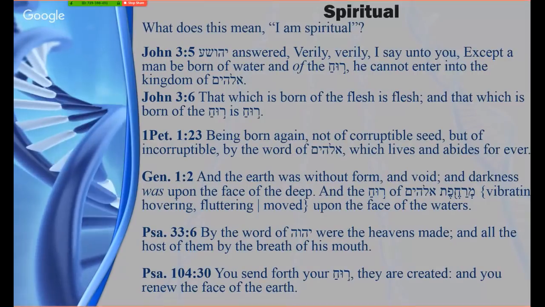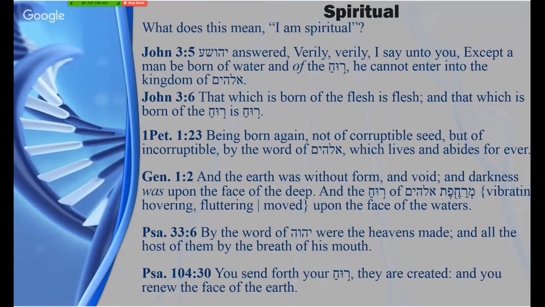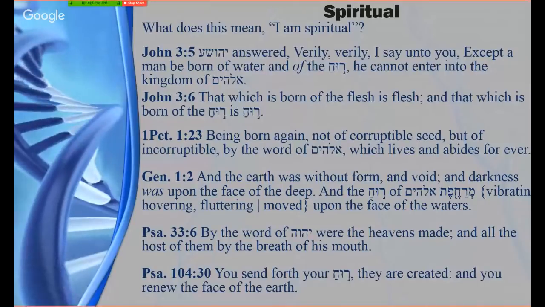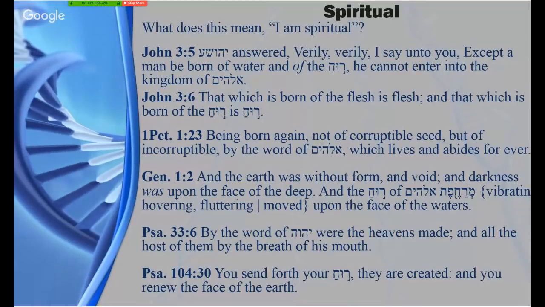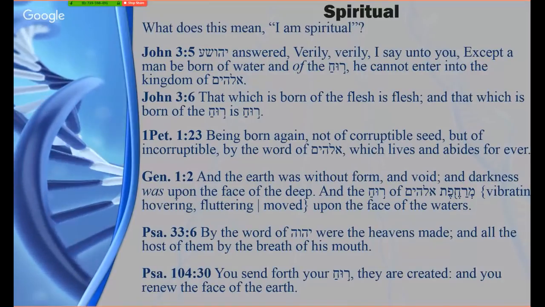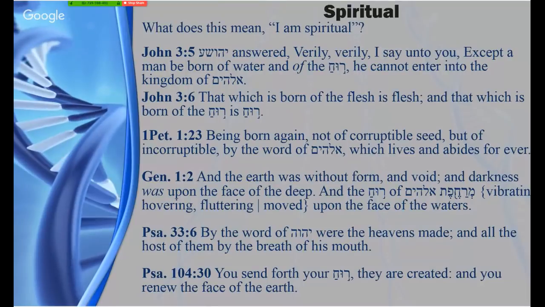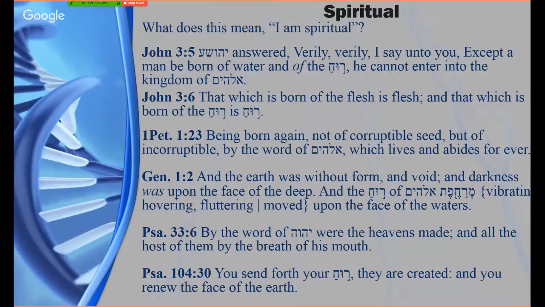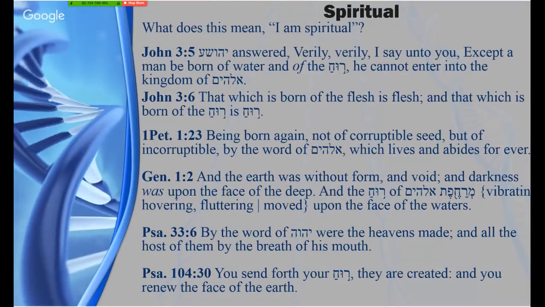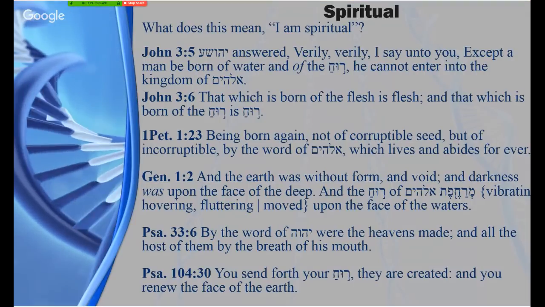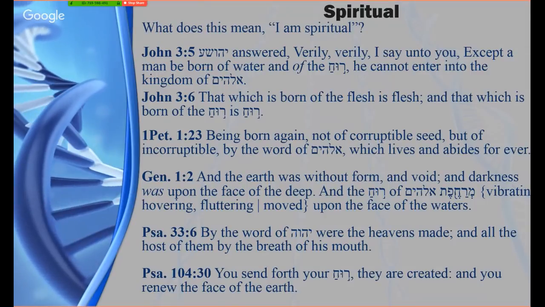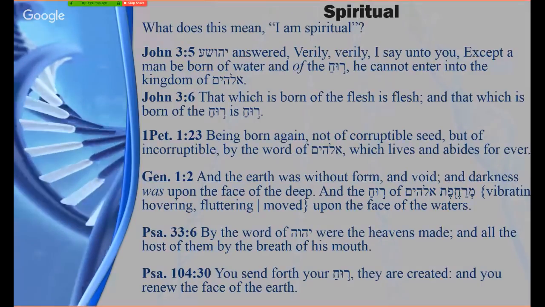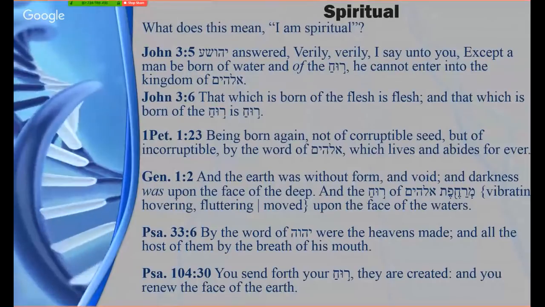1 Peter chapter 1, verse 23 says, "being born again, not of corruptible seed, but of incorruptible, by the word of Elohim, which lives and abides forever." Now, what's a corruptible seed? What's an incorruptible seed? I believe corruptible seed is being easily influenced. Incorruptible seed is a fleshly seed, not having anything to do with the Father's word. It's more worldly. Not having the word of the Most High in them. They're just people that are very fleshly, very materialistic.